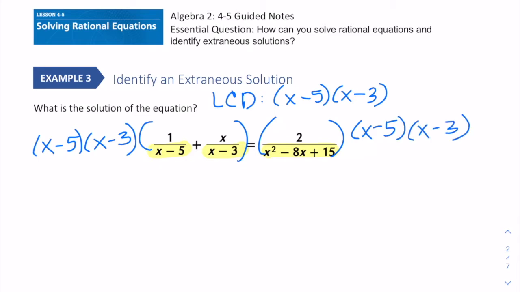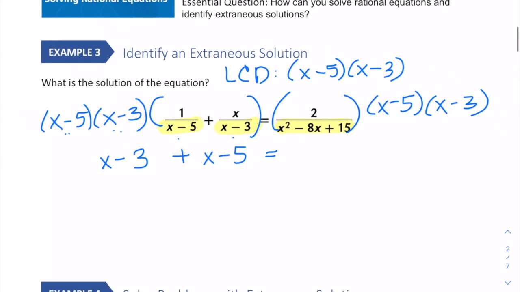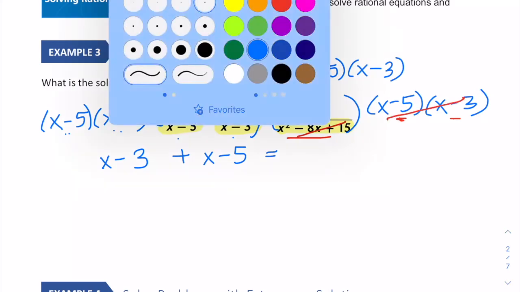So what you're going to notice is on the left side, we're going to have things cancel out. So if I have x minus 5, x minus 3 over x minus 5, I'll just be left with x minus 3. And if I multiply x minus 5 and x minus 3 with x minus 3, I'll be left with x minus 5. And then on the right side, if I multiply x minus 5 and x minus 3 with this, remember they're going to cancel each other out. They equal each other. So then I'll just be left with 2.